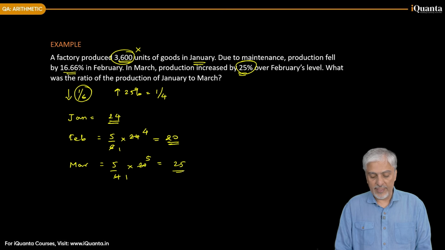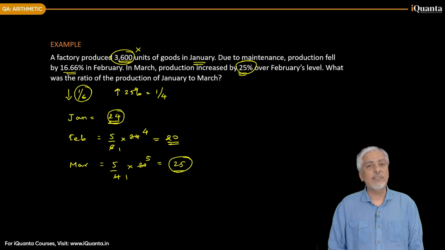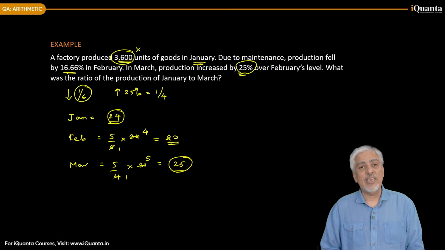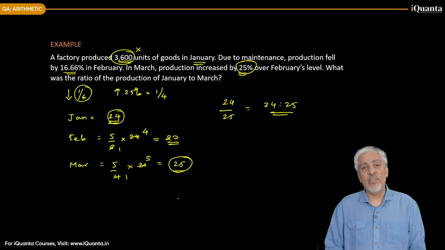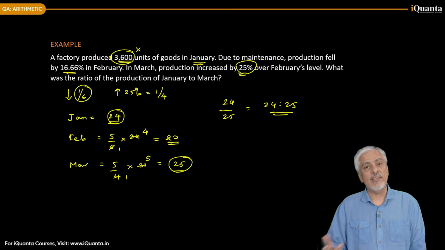That means it becomes 25. So from Jan, which was 24, March has become 25. This time they have not asked percentage change, they have just asked ratio of Jan to March. So 24 upon 25 will be the ratio of Jan to March. If they had asked for percentage change, we could have done that also.